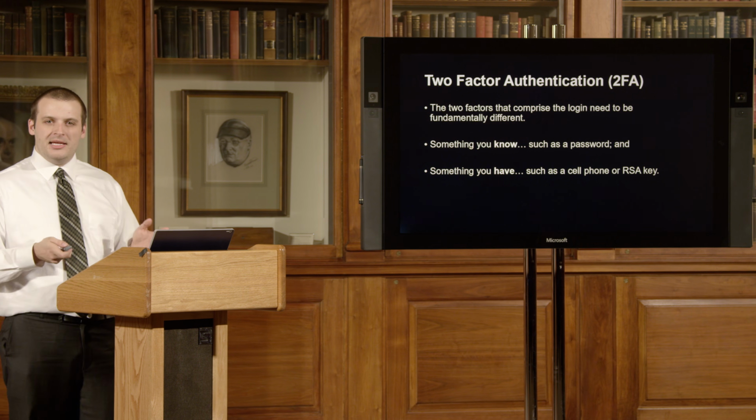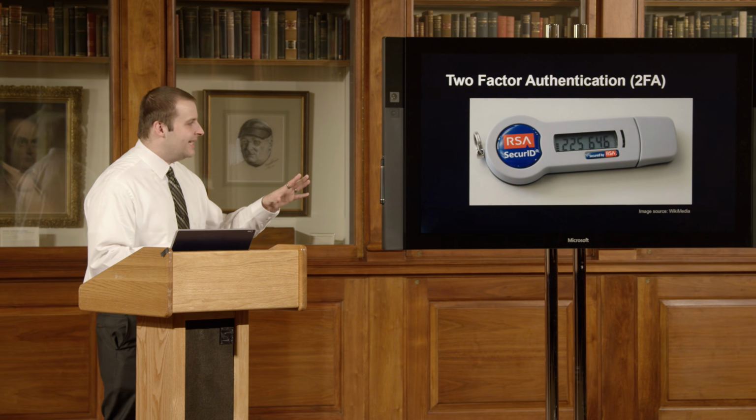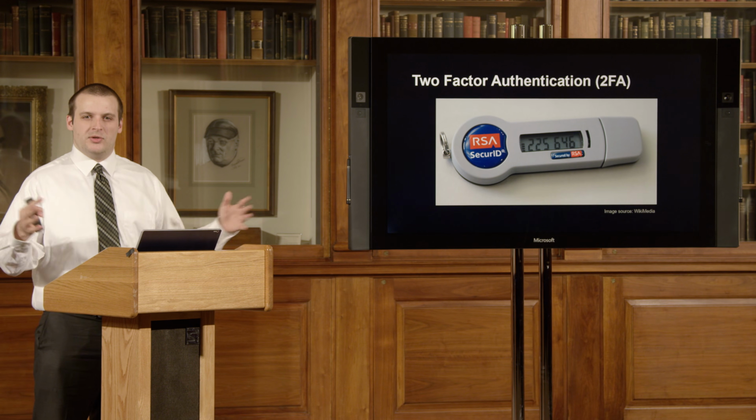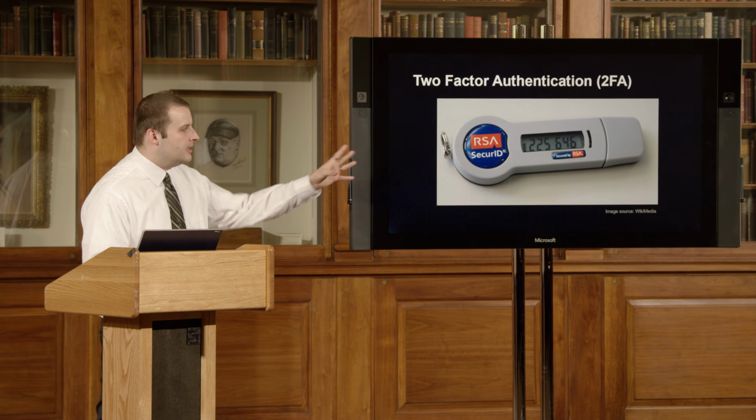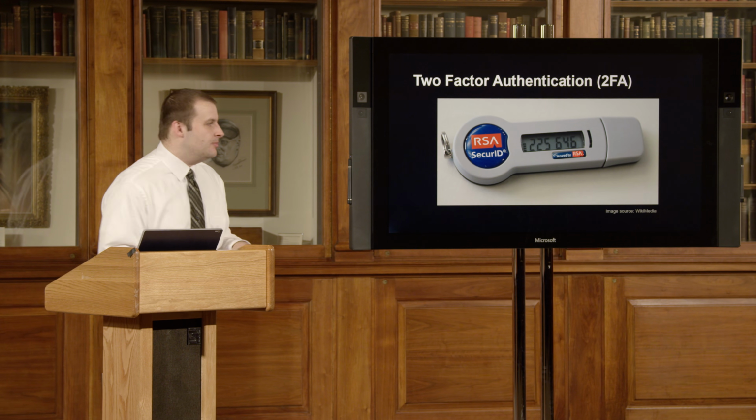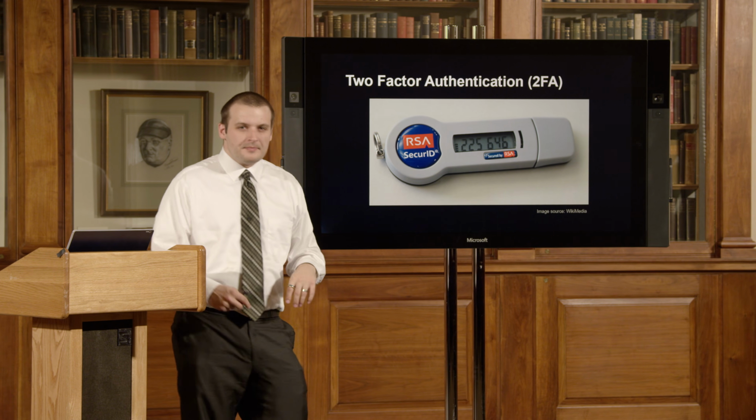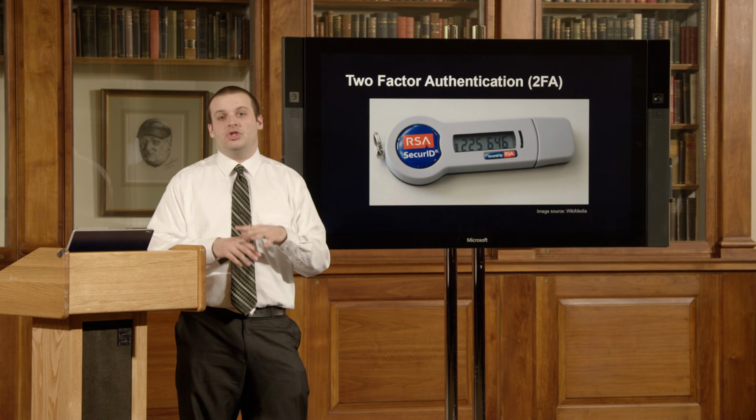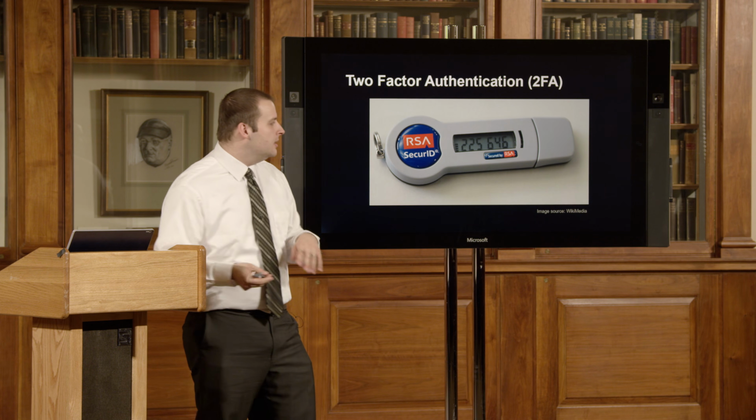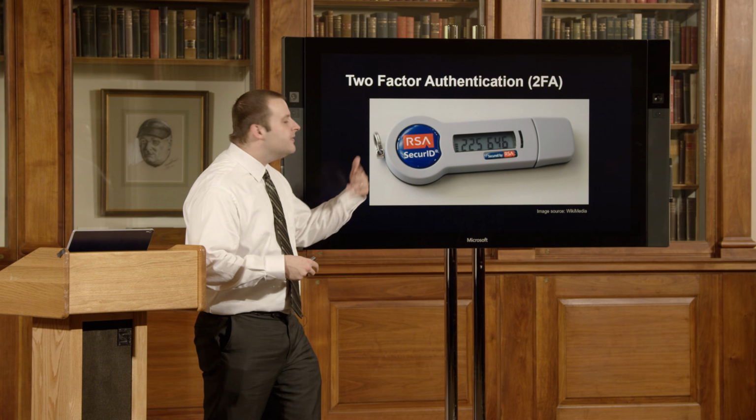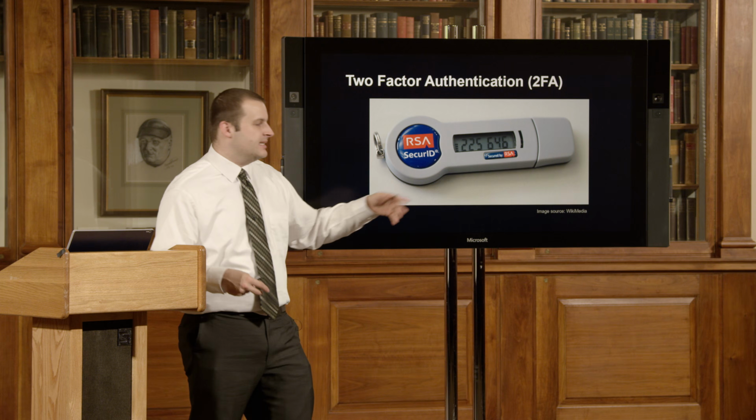Now, an RSA key, if you're unfamiliar, is something that looks like this. There are different versions of them. They've sort of evolved over time. This one is actually a combined RSA key and USB drive. And inside the window here of the RSA key is a 6-digit number that just changes every 60 seconds or so.